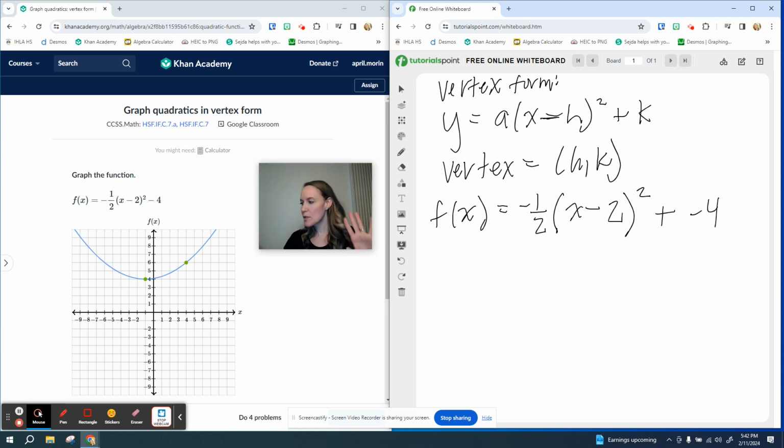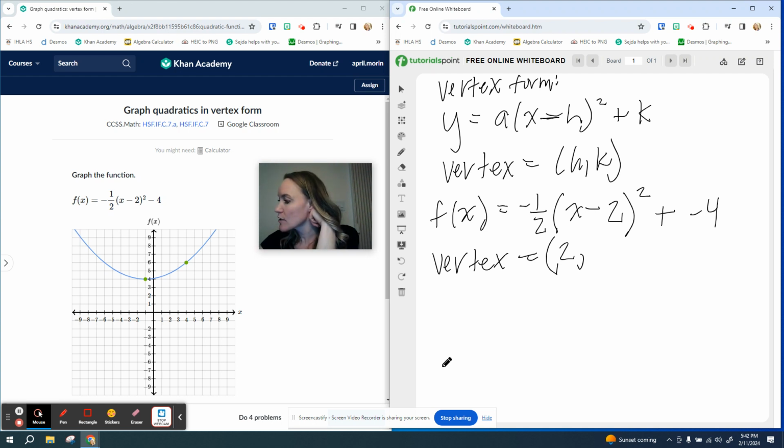Okay, so now we can write down all of our things. We need h, so vertex equals h, which is going to be +2, remember, because we have that negative. Okay, so you got to watch your negatives. And comma k. Now k is negative because in our vertex form, it's plus k. So it's going to be -4. So our vertex is (2, -4).